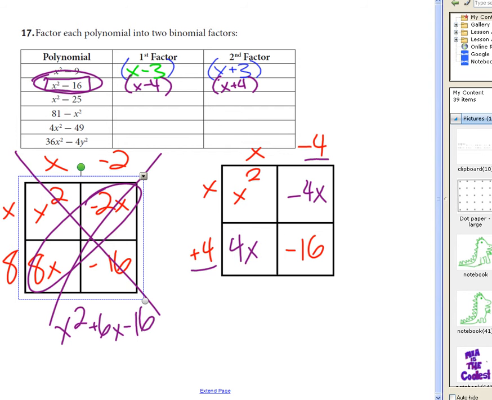So what should be the factor if it's x squared minus 25? We should have x minus 5, x plus 5. Okay? How about 81 minus x squared? This one's a little bit different because they're backwards.